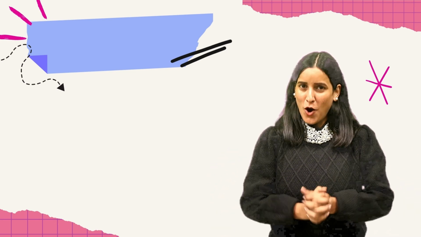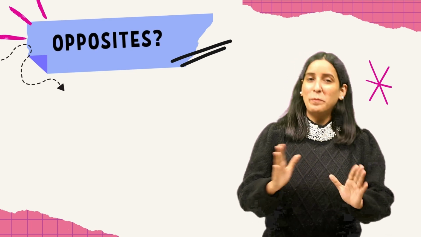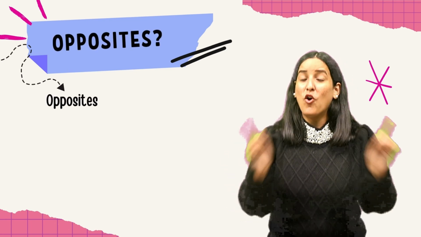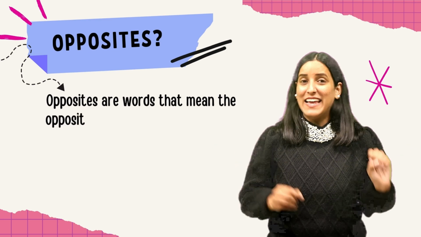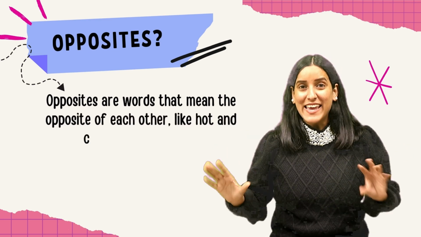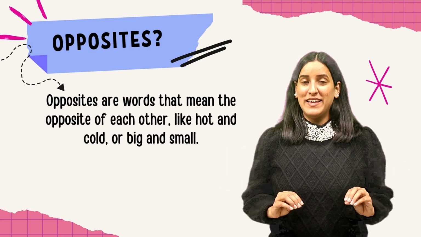Well, do you know what opposites are? Opposites are the words that mean the opposite of each other, isn't it? Like hot and cold, right? Day and night, or big and small. Yes, now look at this word.